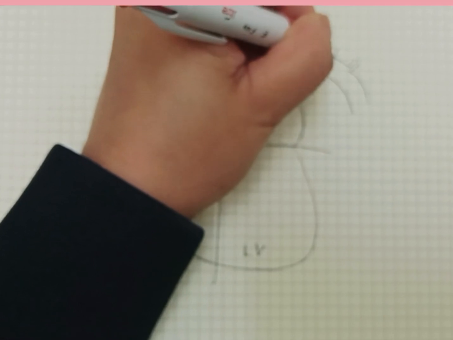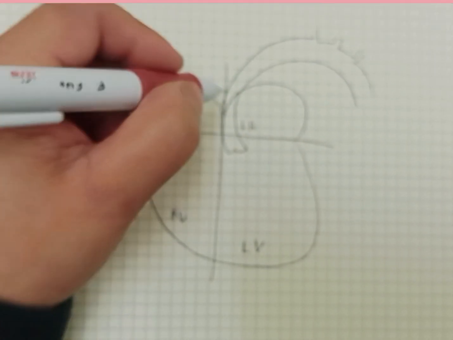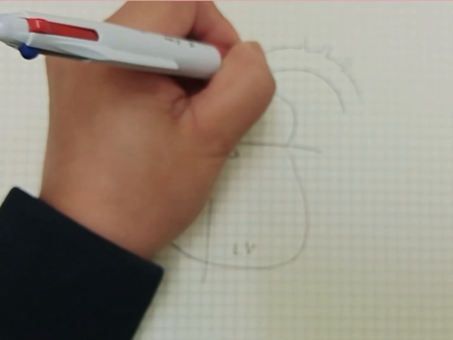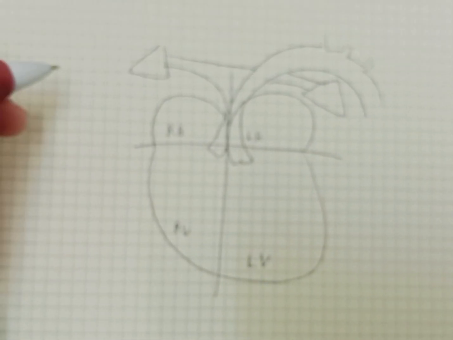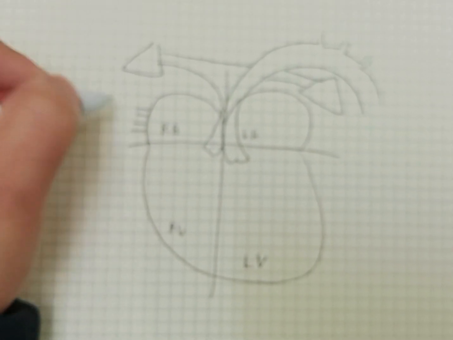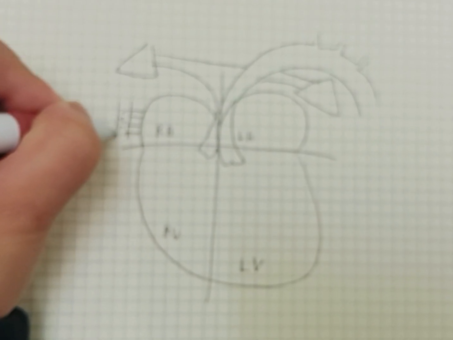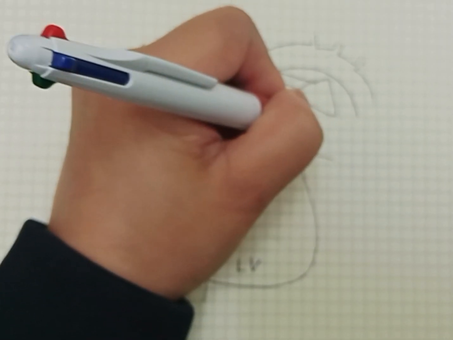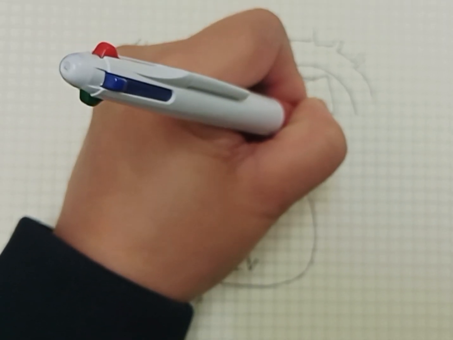So here we have the aorta, going from the left ventricle, and we have the pulmonary artery going to the lungs for gas exchange from the right ventricle. So here we have the IVC and SVC. And here we have the pulmonary vein.